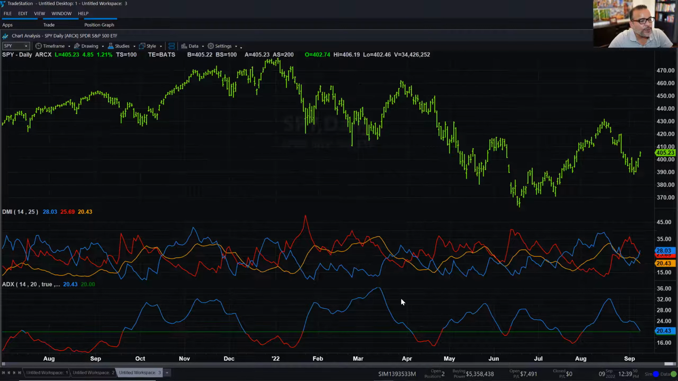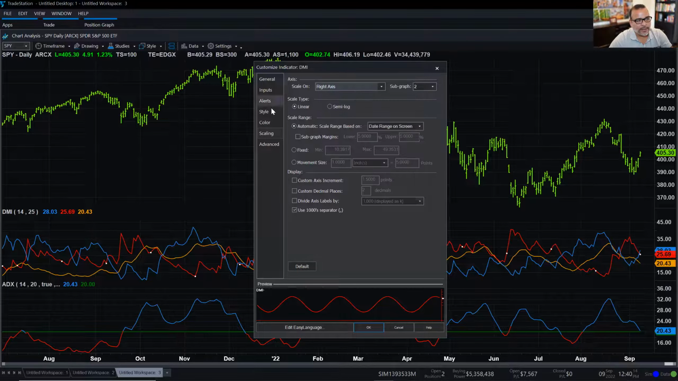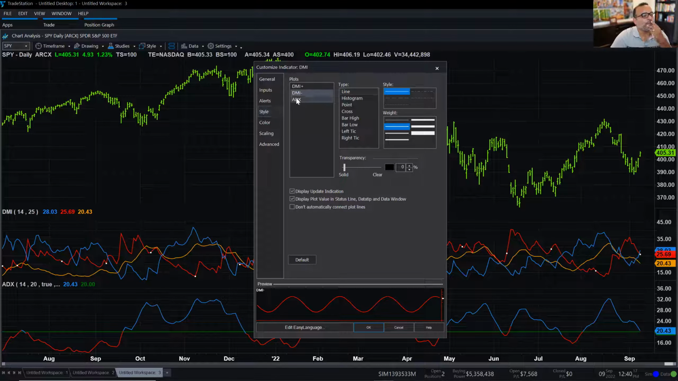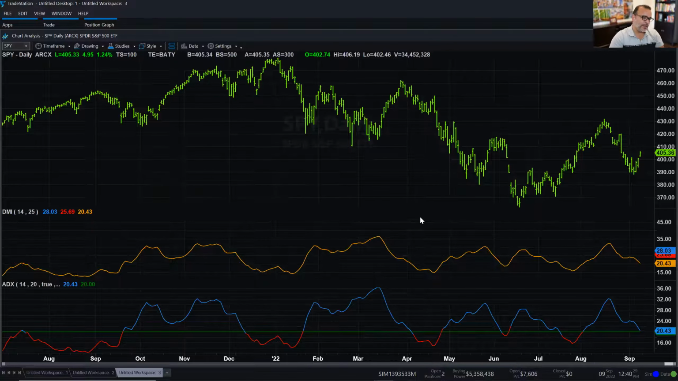And I want you to see it closely, because it's going to be exactly the same as the orange line on the DMI. Let me do something here so you can have a better visual. Let me double click on the DMI, and in the style tab, I'm going to make the DMI transparent, both DMIs, I'm going to make them transparent. And I'm going to click OK. And I want you to take a look at that line.